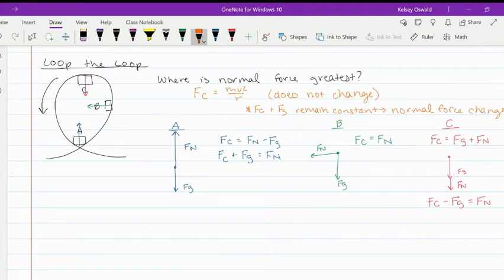Okay? So if we want to compare our normal force at these three moments, we can see that at point A, we have to add our centripetal force and our force of gravity to equal that normal force. So here, since we're adding those two forces to equal that normal force, this is going to be where our normal force is the greatest.